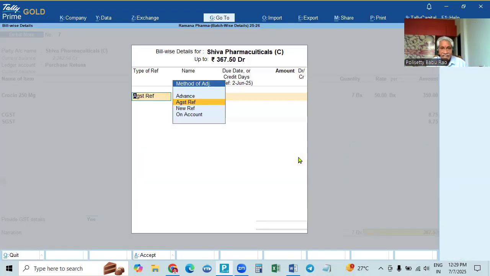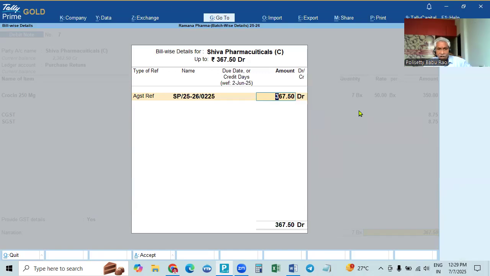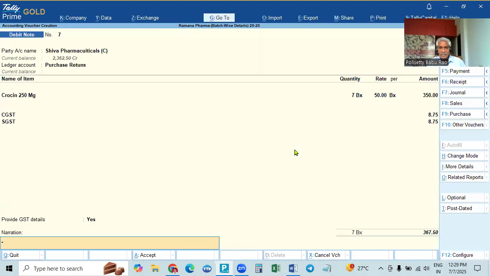So here, against reference, original bill. This is the original bill on 1st April. This is the original amount. Against that, now we are returning 387. That is the amount of this voucher. So entering that, this is it.